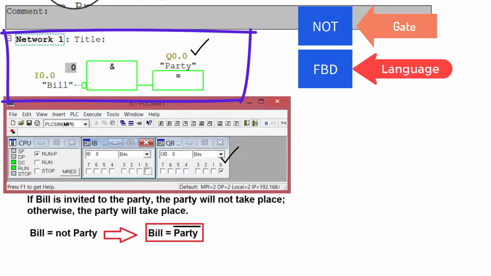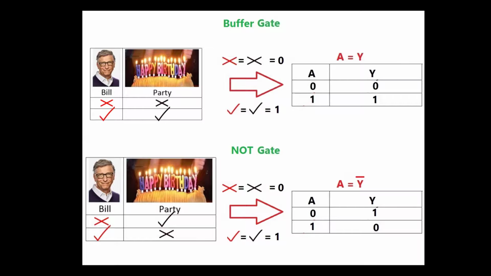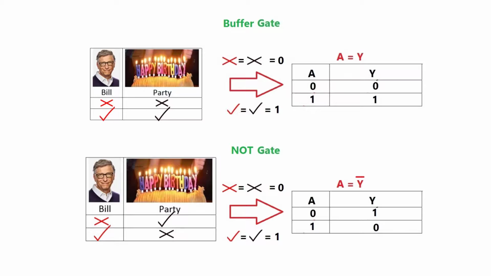Now I make these changes. I change Bill to the letter A and the party to the letter Y. Also, I change no to 0 and yes to 1. The truth table of buffer and NOT gates will look like this.